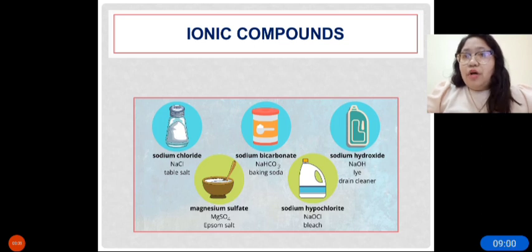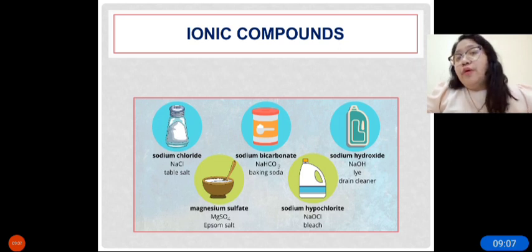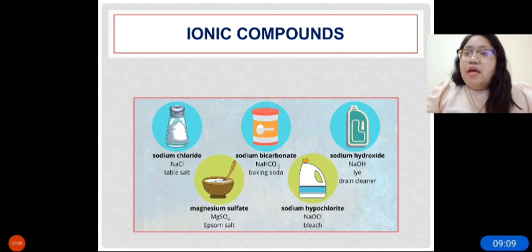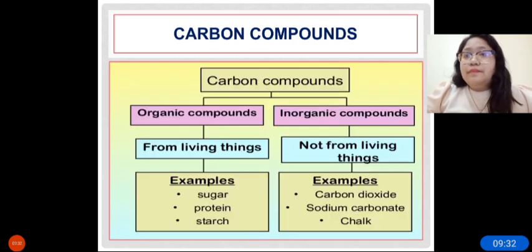Next, we have ionic compounds. These are the compounds that are formed because they are joined together by ionic bonds. For example, table salt. Okay, table salt, Na and Cl, they are joined by ionic bonds. And we have baking soda, drain cleaner, lye drain cleaner. Then we also have Epsom salt and bleach. All of these are ionic compounds because they are joined by ionic bonds.